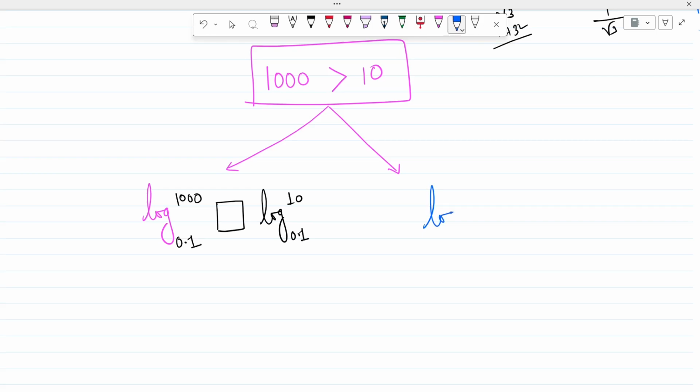Similarly, this side, we are taking log base 10,000, and this is the log base 10. Is it okay? See, if you understand the graph, if you understand the inequality, it doesn't change. Log, so for the left side, for this one, it will not change.